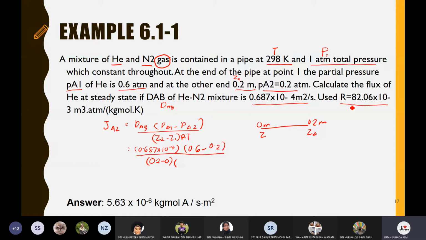R is given here, 82.06 times 10 negative 3. T is 298. Later, if you have a calculator, you can calculate this answer. You should get the answer 5.63 times 10 to the negative 6. This is a simple example for you to understand and apply this equation to solve this problem. You are calculating the flux.